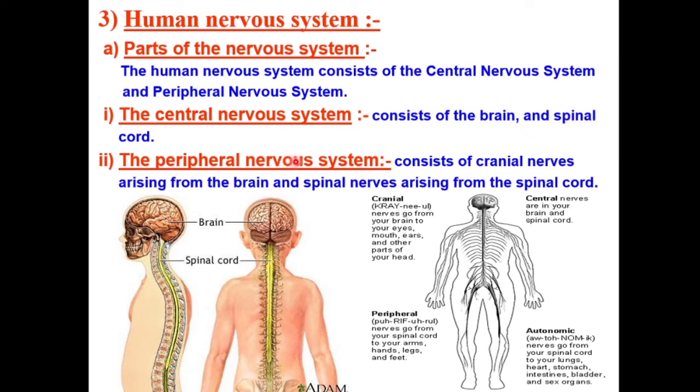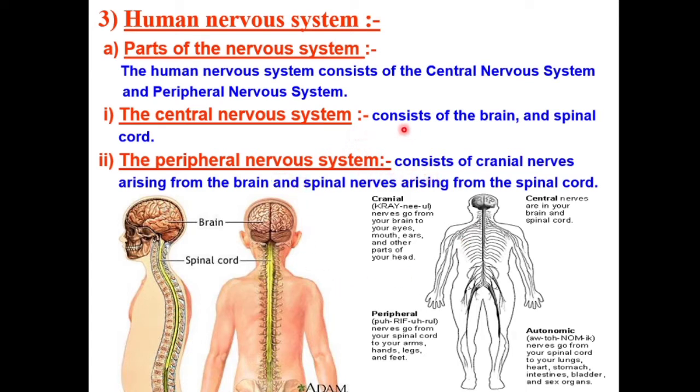Peripheral nervous system consists of cranial nerves arising from the brain. So, we learned a new term, cranial nerve, right? Cranial nerves are those nerves which come out from the brain. And spinal nerves, what are spinal nerves? Those nerves which are coming out from the spinal cord. So there are two types of nerves that come out from the central nervous system.